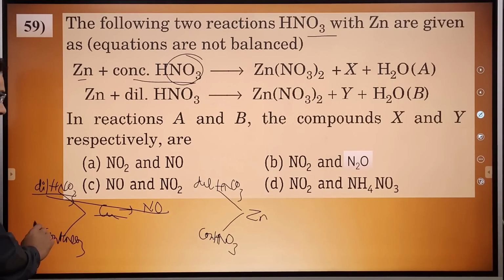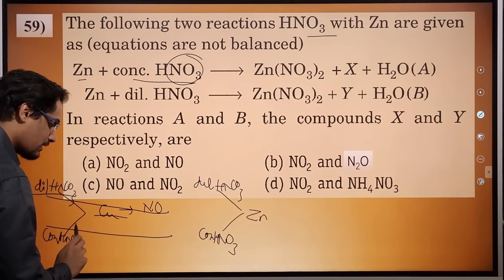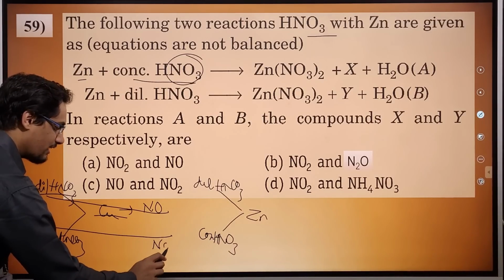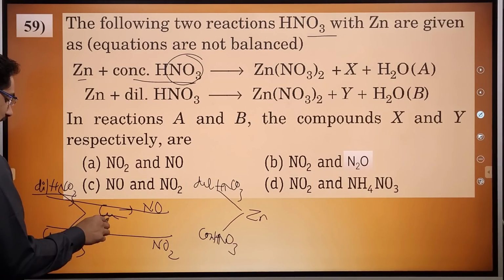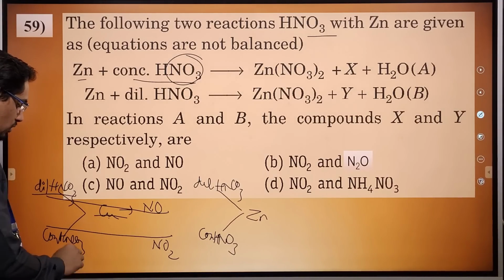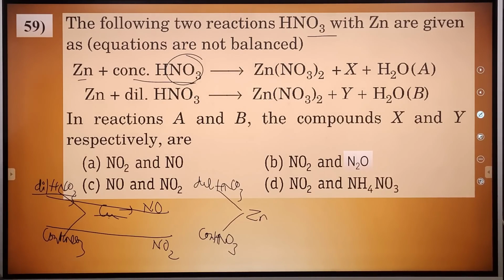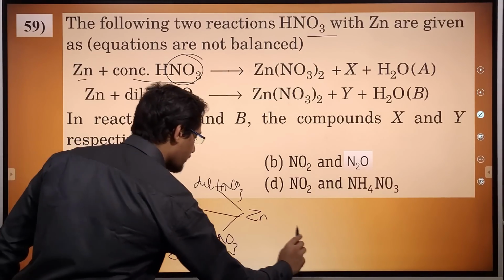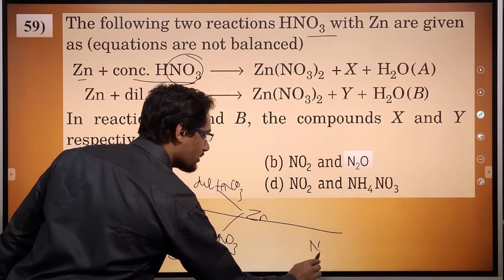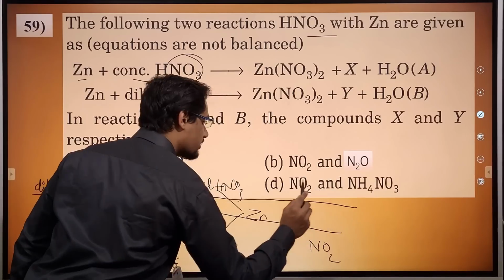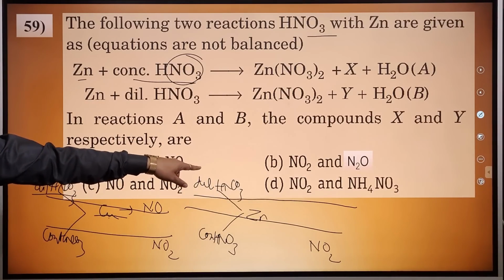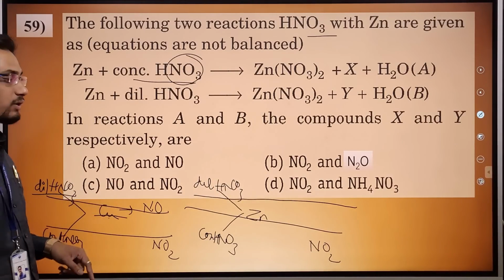For concentrated nitric acid, the oxygen is more, so the product is NO2. So for dilute nitric acid with copper, the product is NO. Concentrated nitric acid with copper, the product is NO2. Similarly with zinc also, with concentrated, the product is NO2. But with dilute, the product is not NO2, and not NO.